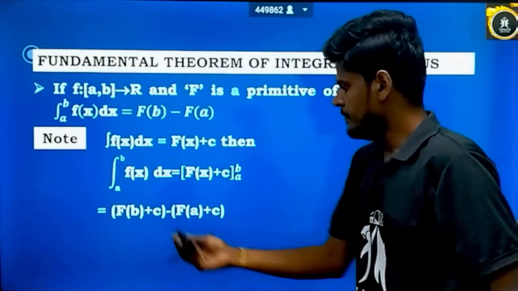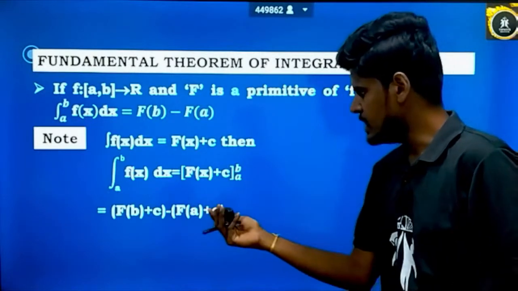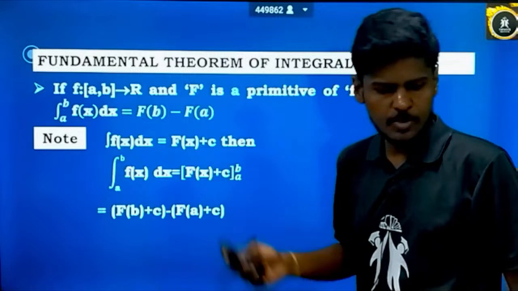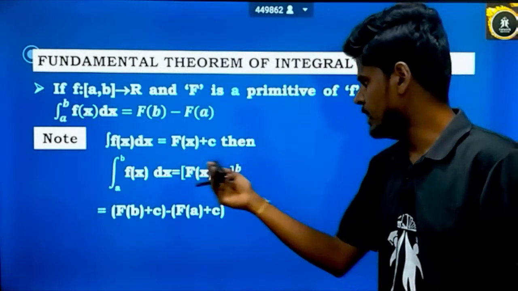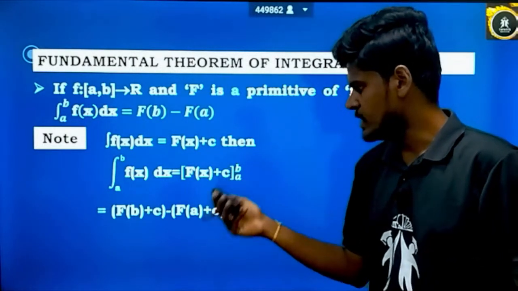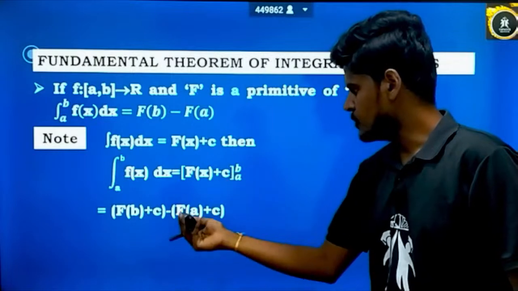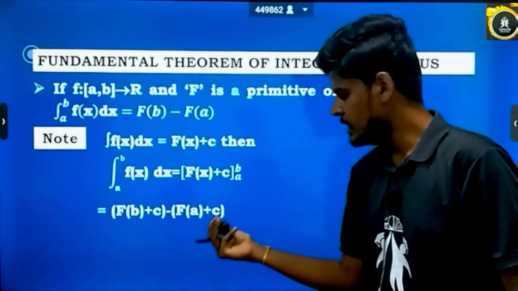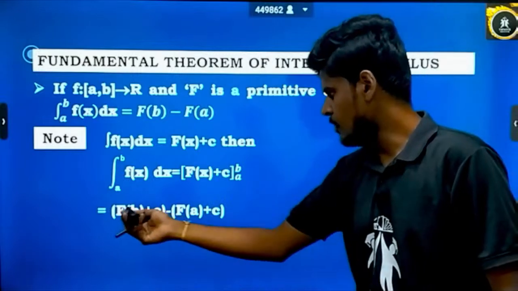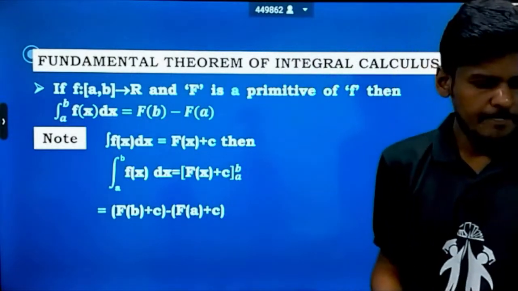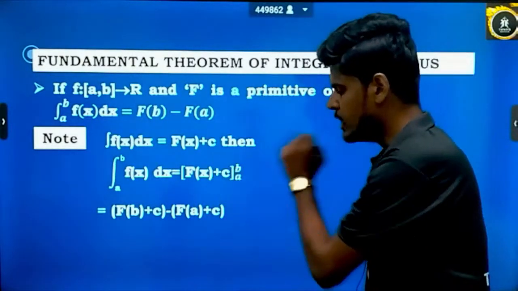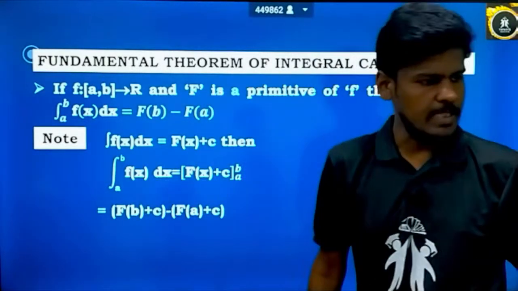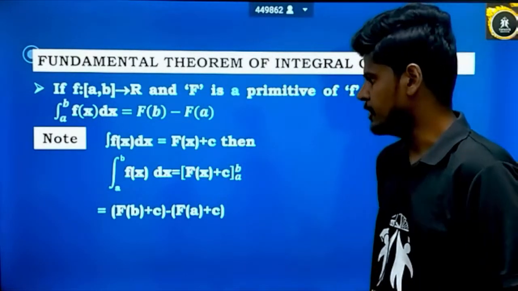Okay, when we apply the limit, this constant will remain the same between upper and lower limit. So we substitute the upper limit first, that will be capital F of b plus c, minus the lower limit substituted, that is capital F of a plus c. Here c will get cancelled out, so we will have F of b minus F of a. That means irrespective of what constant we add, we will always have the same result, F of b minus F of a.